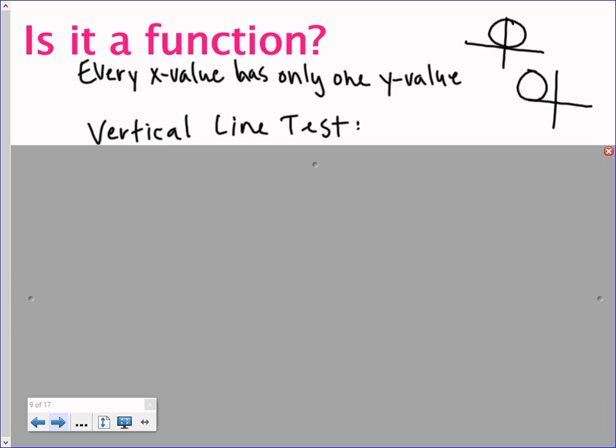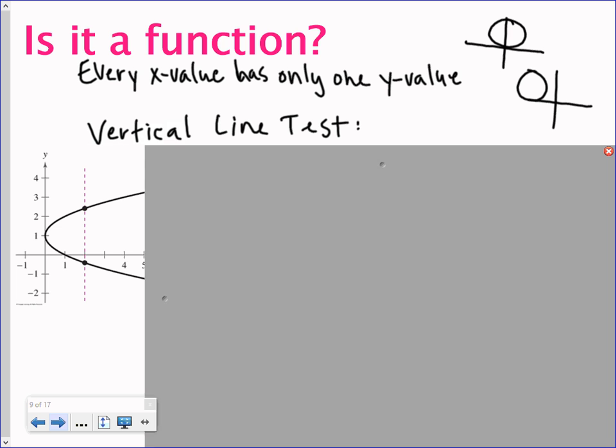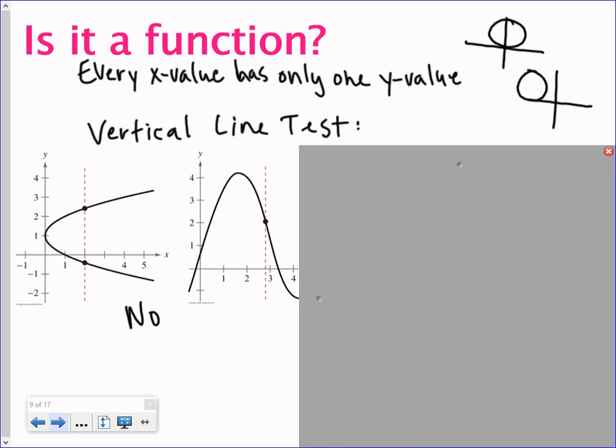So just really quickly, I'm going to show some pictures. Do these things pass the vertical line test? Is this a function? No, Lily is shaking her head in the back. Absolutely not. Is this a function? Yes. It's a polynomial.